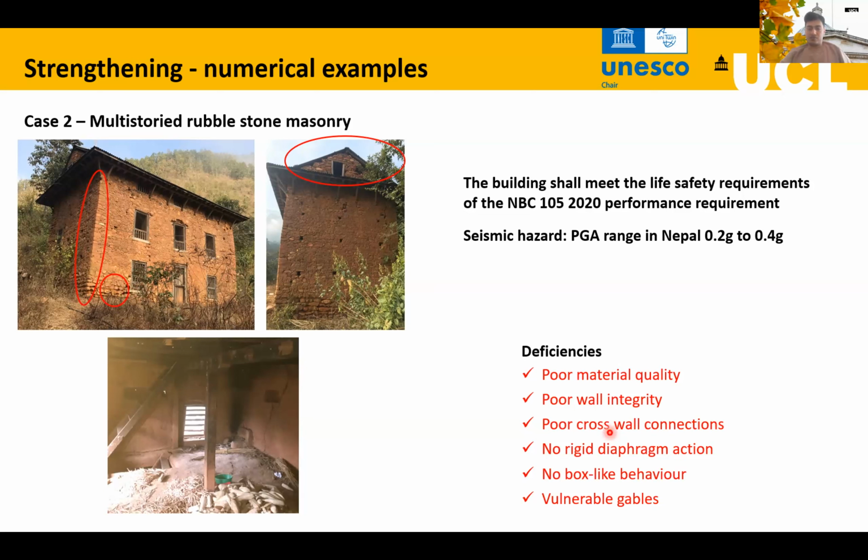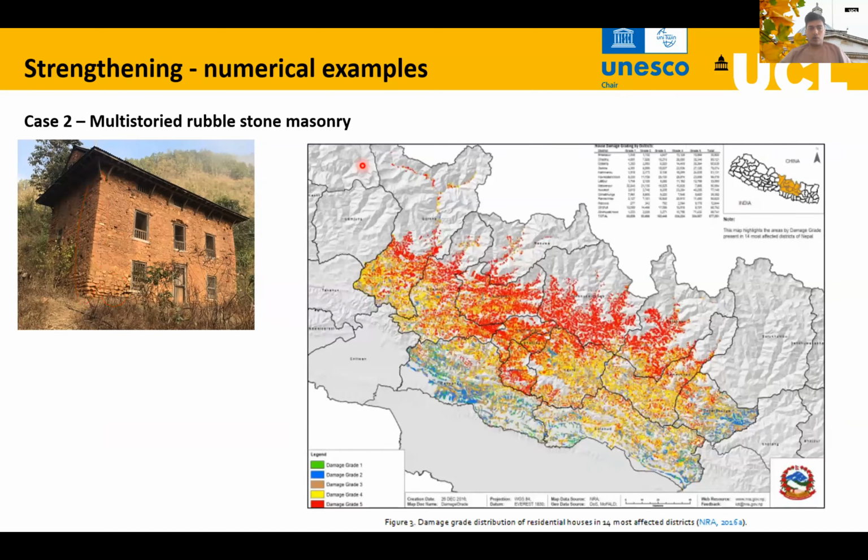Poor wall integrity, therefore, and poor cross-wall connections, although we can see some larger stones here, but we still need to improve the cross-wall connections. No rigid diaphragm action, although these floors provide some level, but not fully, of rigid diaphragm action. There is no box-like behavior because we don't see any ring beams there. And the gables are heavy and highly vulnerable. So these are the deficiencies.